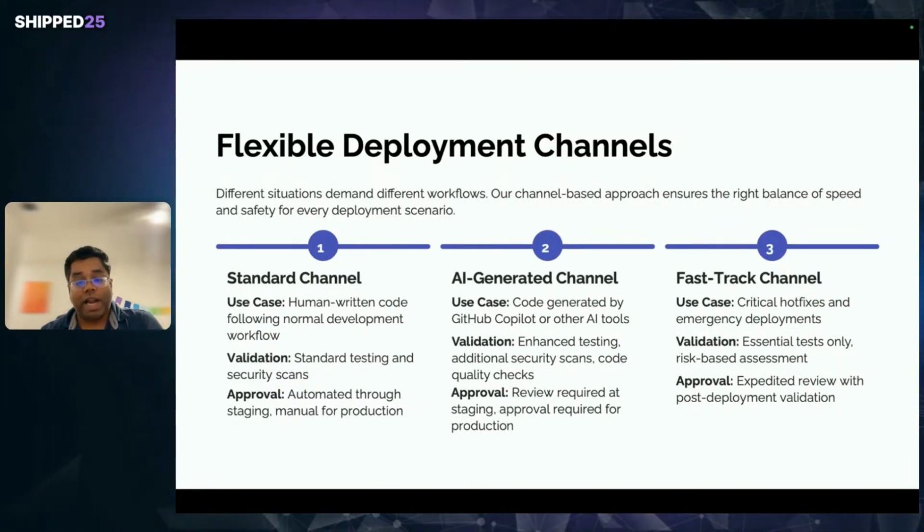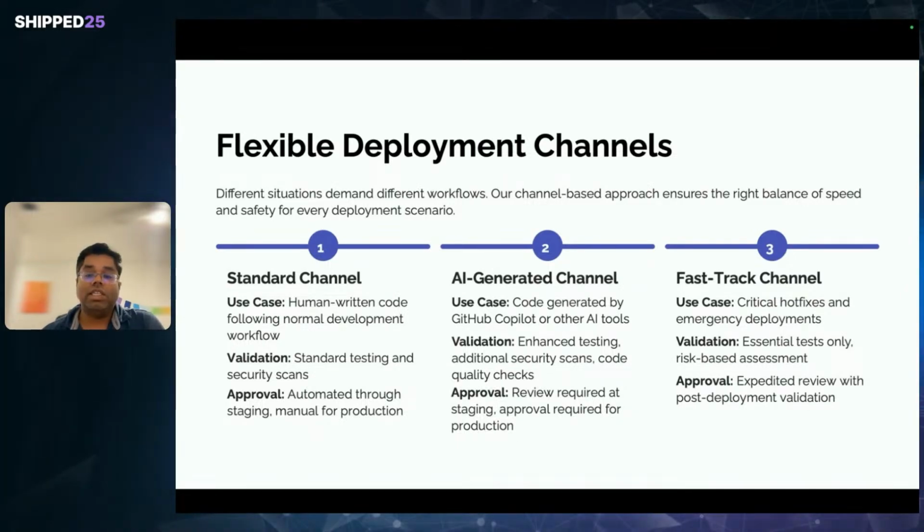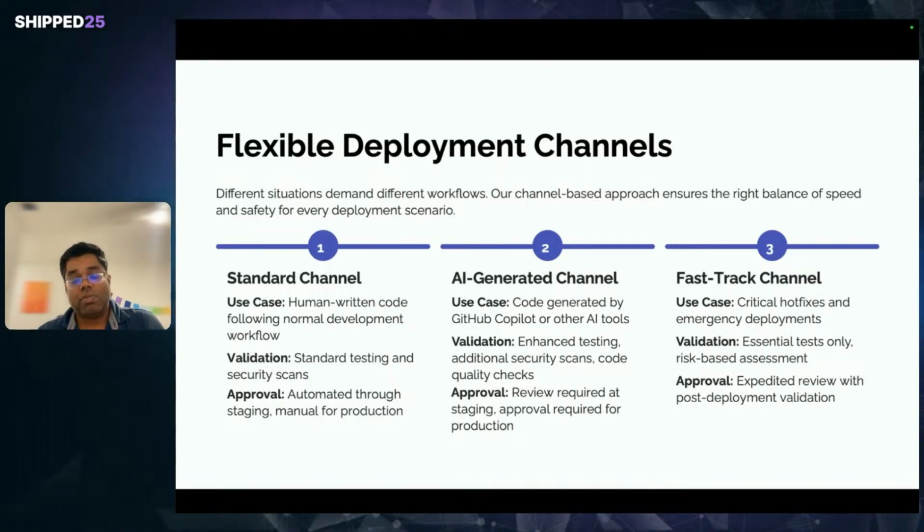And for validation, you need enhanced testing or code quality checks. You can do that in GitHub Actions. And from the approval perspective, you may need an additional review for staging and production. You can implement that using the Octopus Deploy deployment channel.